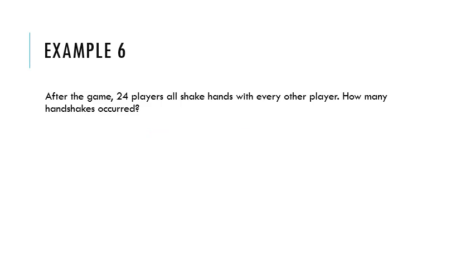Next one, after the game, 24 players all shake hands with every other player. How many handshakes occurred? So this one is a permutation too. So you imagine, right? What happens is, this one's kind of complicated. So if you imagine you shake hands, so you have 2 people shake hands at a time, right? So 2 people at a time. So here's person 1 and person 2. You have 24, all 24 people, and then you have 23 left. So it's 24 times 23. And that is 552 different handshakes.